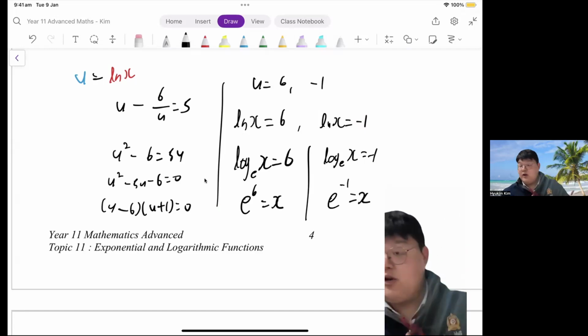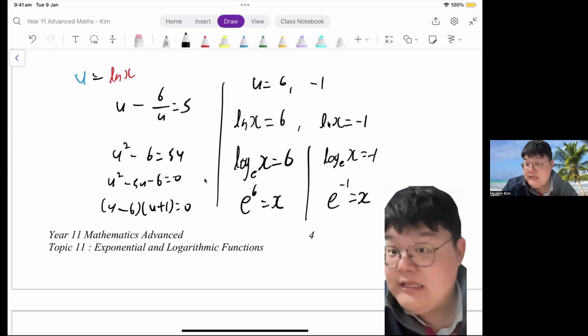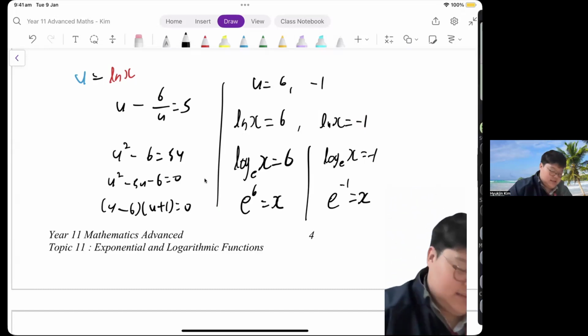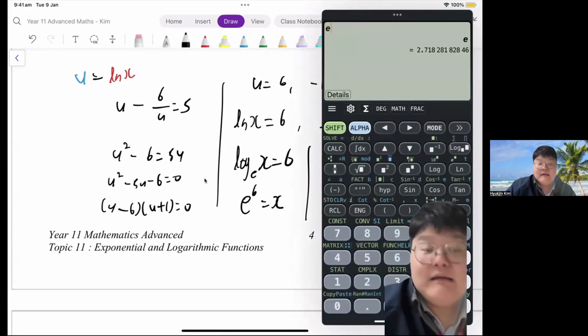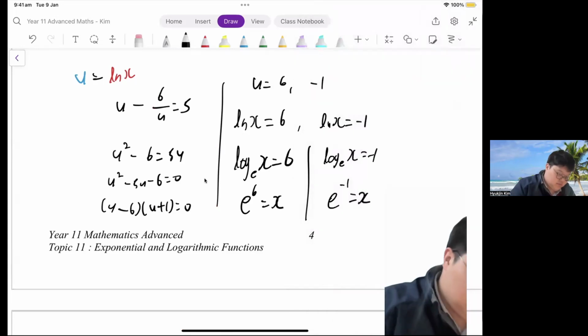What is e? E is just a number. I'm going to explain that to you guys later. It happens to be just a little number, kind of like pi. Don't worry about it right now. Okay, boom.